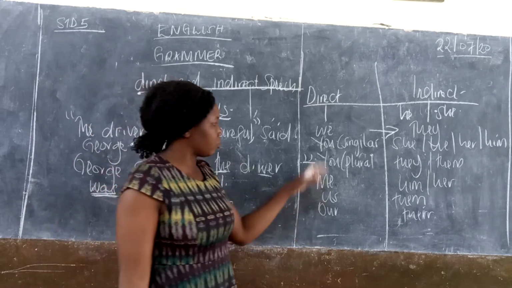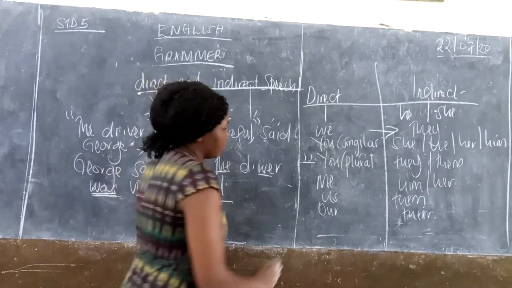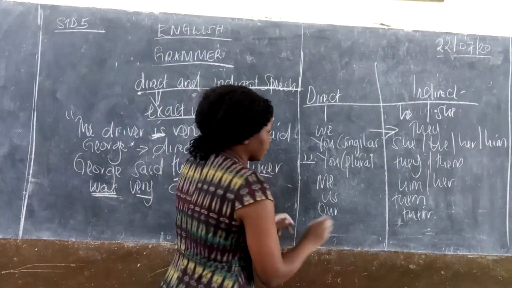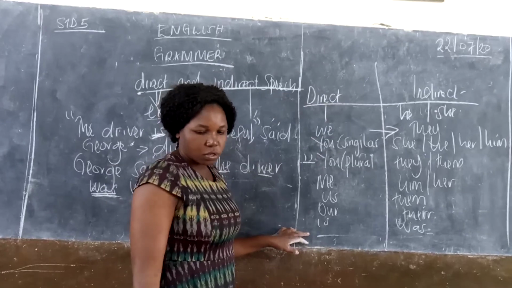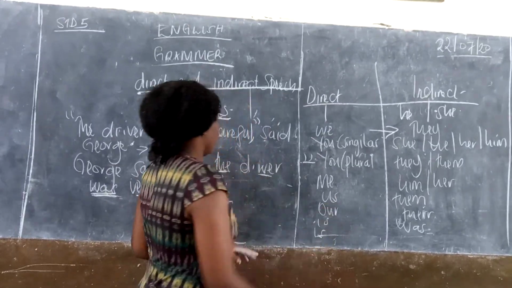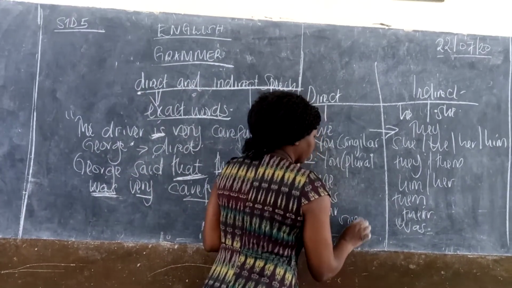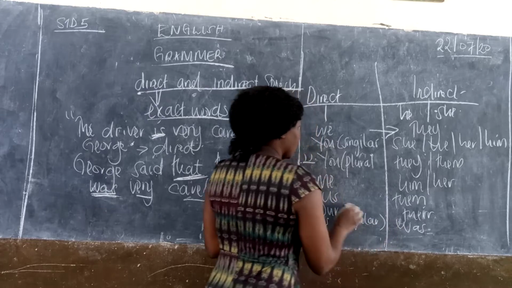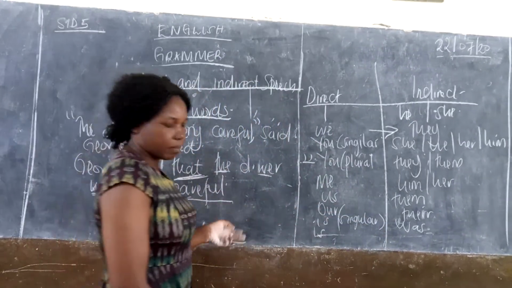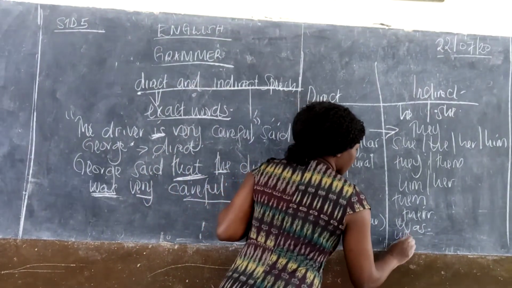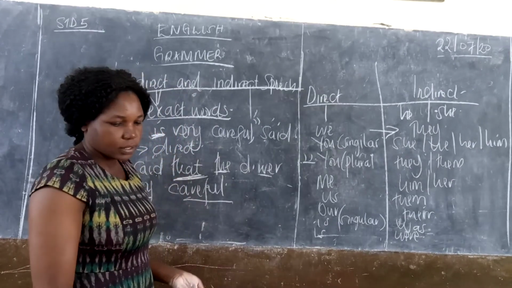I want to add some more words here. We have is, ours, theirs. When you are talking, this is singular. "Is" in singular becomes "was", but when you are talking about many, it can be "are". We also have other words.